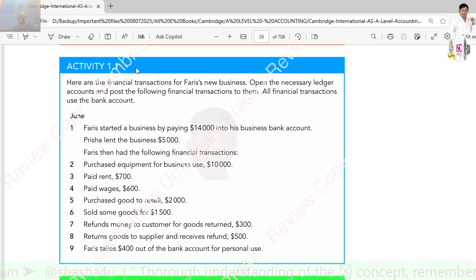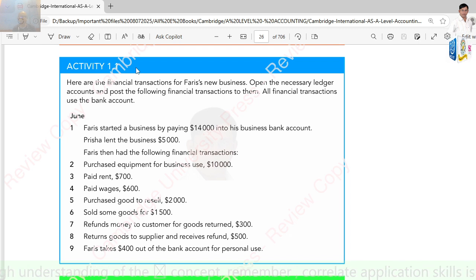Dear friends, let's continue cash transactions. So just compare yourself if you have done this question.